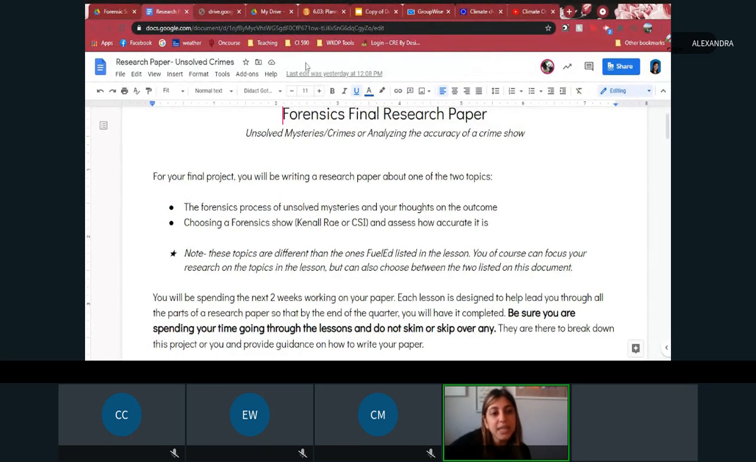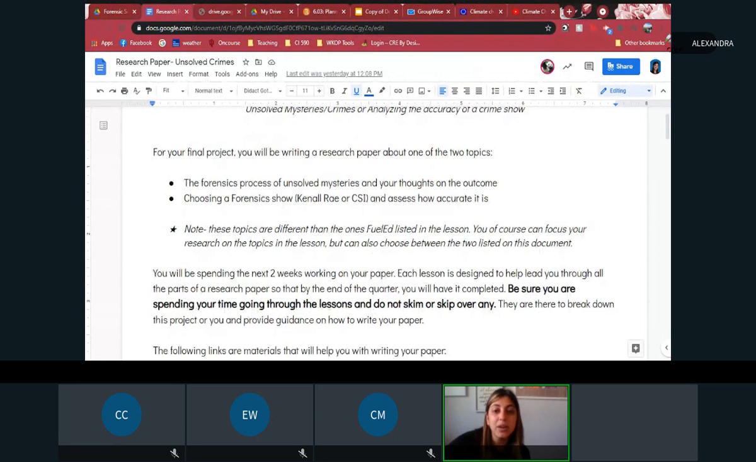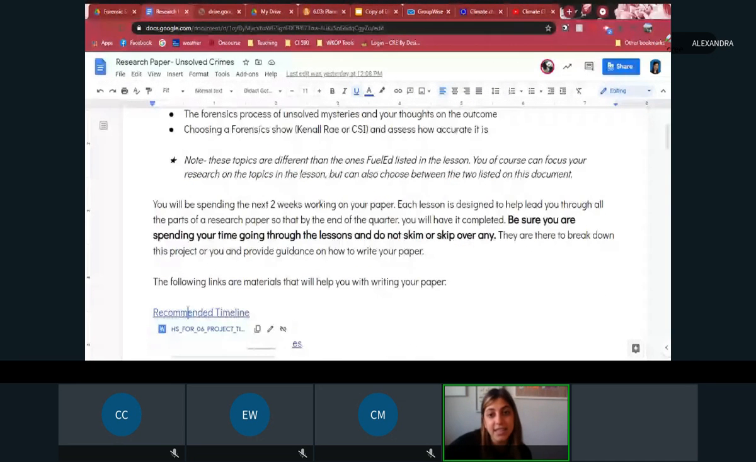Over the next 2 weeks, we're going to be spending time on our paper. Remember that I said that every lesson is specifically designed to help you through part of it. So there's one lesson more or less every single day. So if you just work a little bit on this paper over the next 2 weeks, then you're going to be in a really good position to be done with this and turn it in by the 22nd.